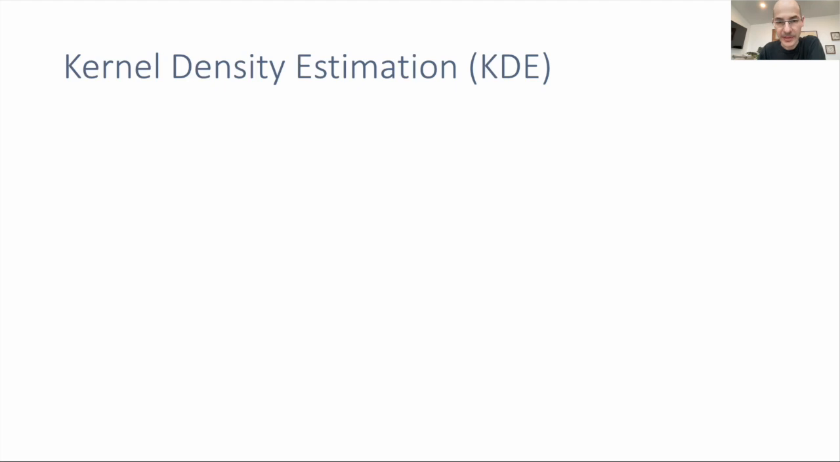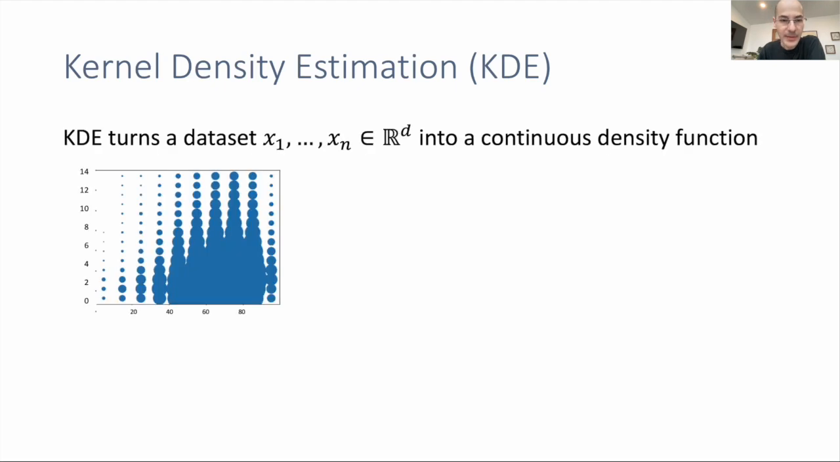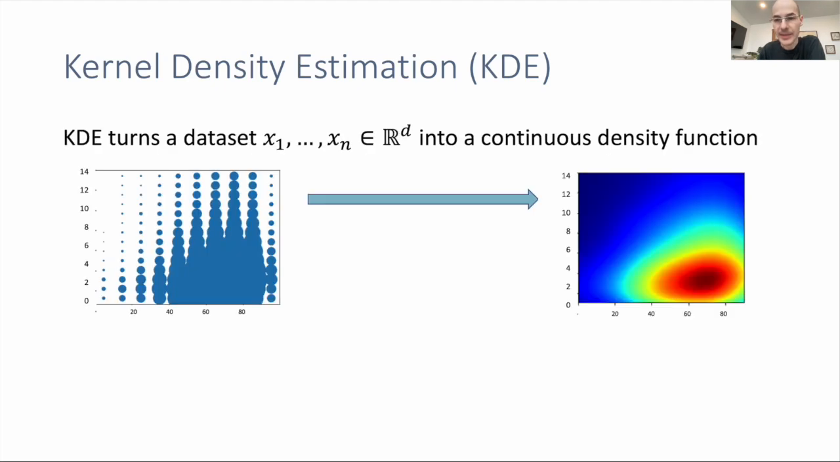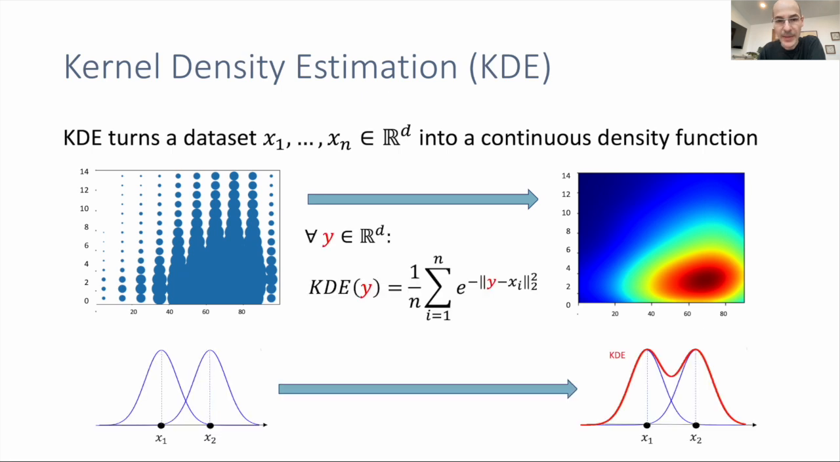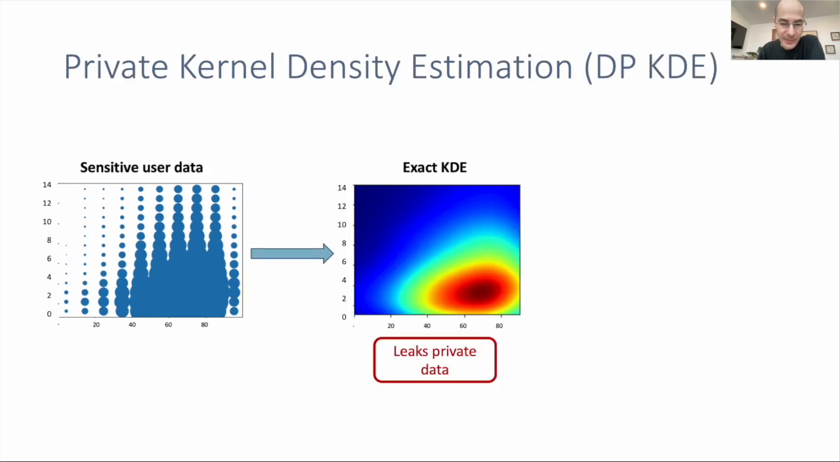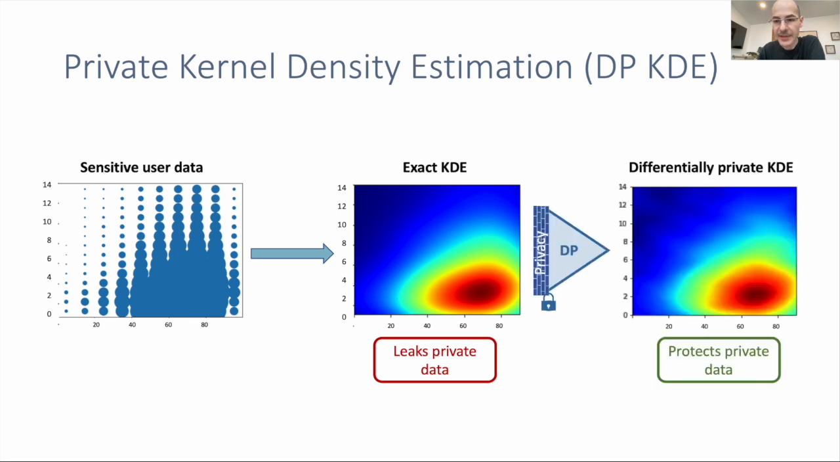And a quick recap of what kernel density estimate is. It's a way to turn the dataset into a continuous density function that allows us to estimate the density of every point y in the space with respect to our dataset. In this case, it's the Gaussian density. KDE by itself does not preserve privacy, it leaks information about the dataset. A private KDE is a variant that approximately preserves the densities while also protecting the privacy of individual points in the dataset.